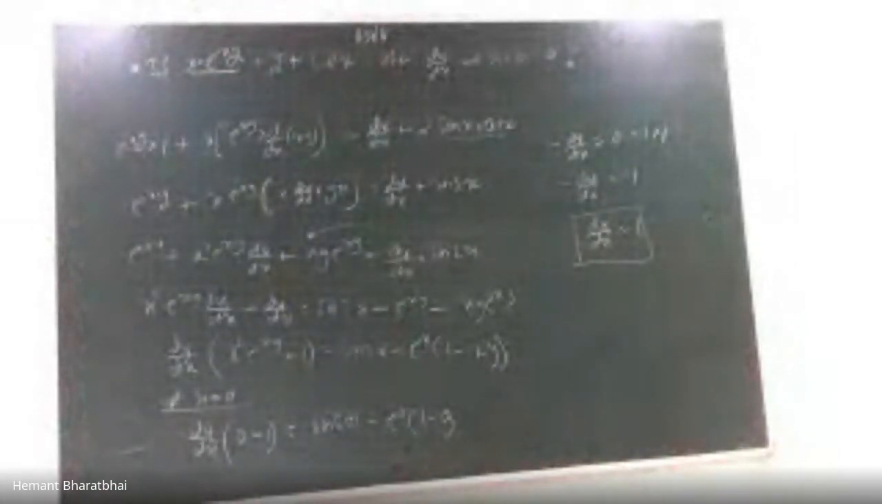So it told us to find out the value of dy by dx at x is equal to 0. So we have got the value of dy by dx at x is equal to 0 is nothing but dy by dx is equal to 1.